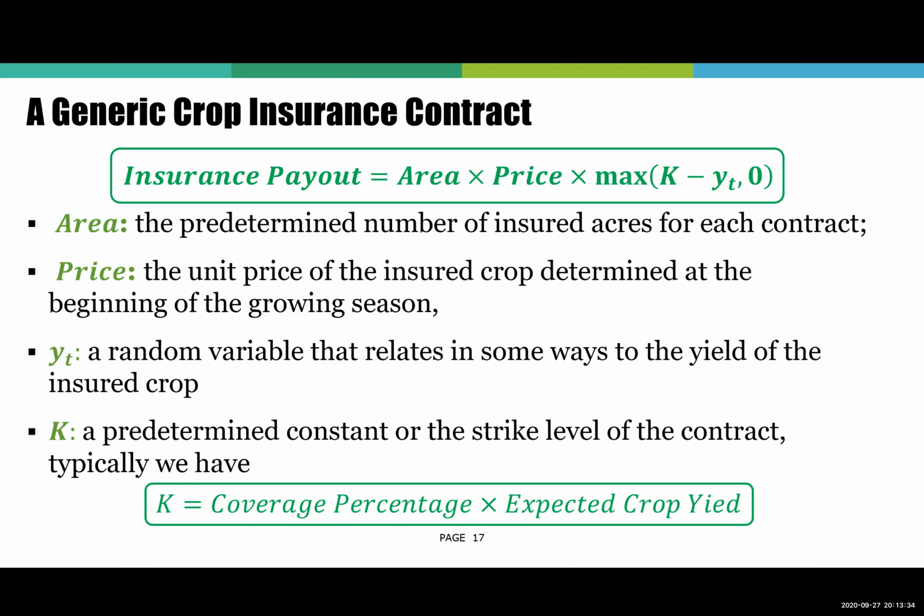If YT for the insured year turns out to be larger than K, then there is no payout from the insurance since the realized crop yield for the year exceeds the minimum. However, if YT is lower than K, then the farmer will be indemnified for the shortfall adjusted by the insured acres of farmland and the unit price of the insured crop.